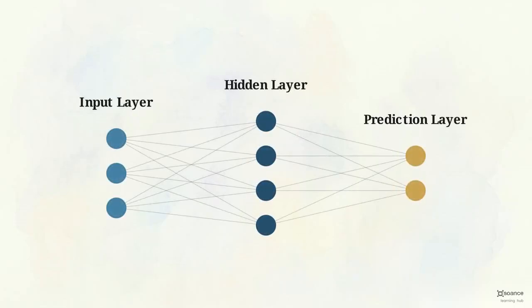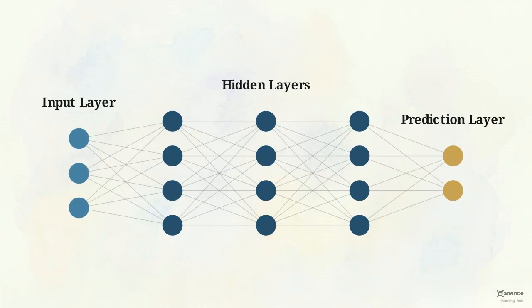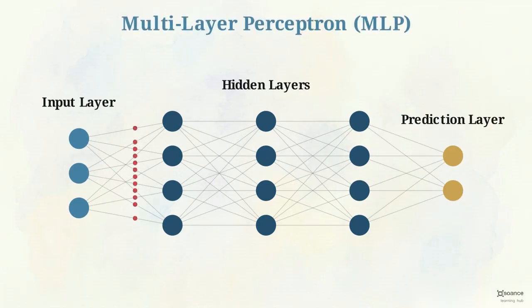To start, let's review the basic structure of a feed-forward neural network. In this system, signals travel in exactly one specified direction, moving from the input layer straight through the network and out to the prediction layer. When one of these networks contains one or more hidden layers between the input and output, we classify it as a multi-layer perceptron, or MLP.